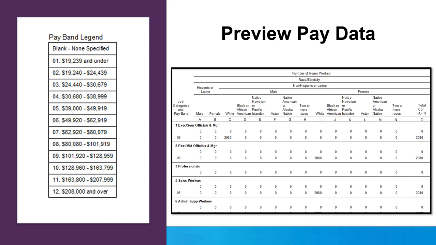The structure of the report looks very similar. We've got our job categories and we've got our race and our gender. Within each of the job categories, you're going to have a row by pay band, and each pay band is going to show you the number of hours by race and gender. Following the number of hours worked report, there's going to be another section that has the pay band legend. This is the legend that was established by the EEO with their codes for their reporting purposes.